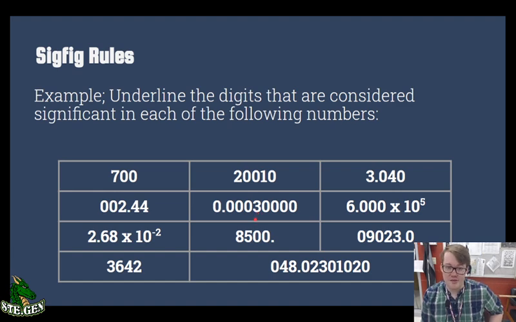3, that's a significant digit. It's not 0. And then these zeros are at the end of a number and after the decimal. So that means that they are also significant. So these zeros here are significant. This 3 is significant. That is 5 total sig figs.